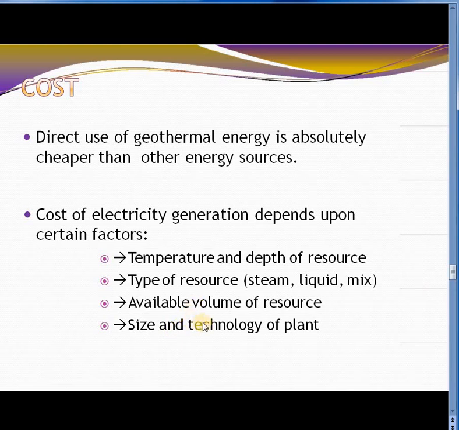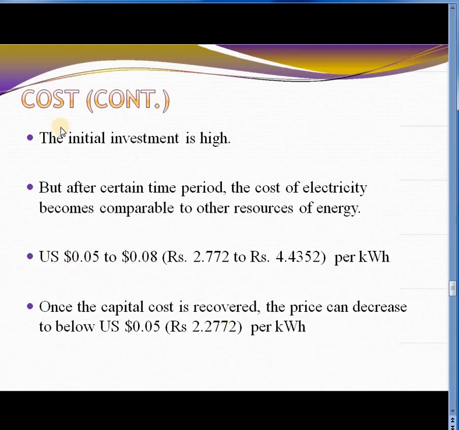See, if you are installing a plant with less electricity generation, it might not be of much use. So you must install a power plant which has a generation of at least around 250 kW. The next thing you must consider is the initial investment. The initial investment of this plant will be high, but after a certain time period, the cost of electricity becomes comparable to other energy resources.